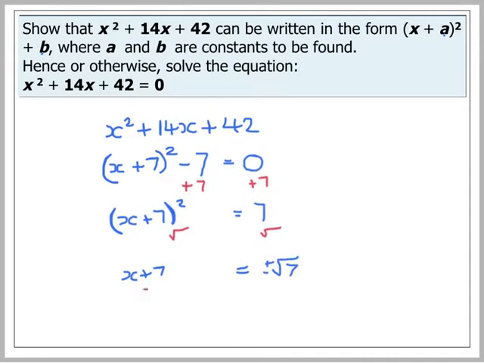Final thing to do is to kick the 7 off this side, leaving me with x equals, and I'm going to have two parts to this. I'm going to have the square root of 7 minus 7, and the other answer will be minus the square root of 7, take off 7.